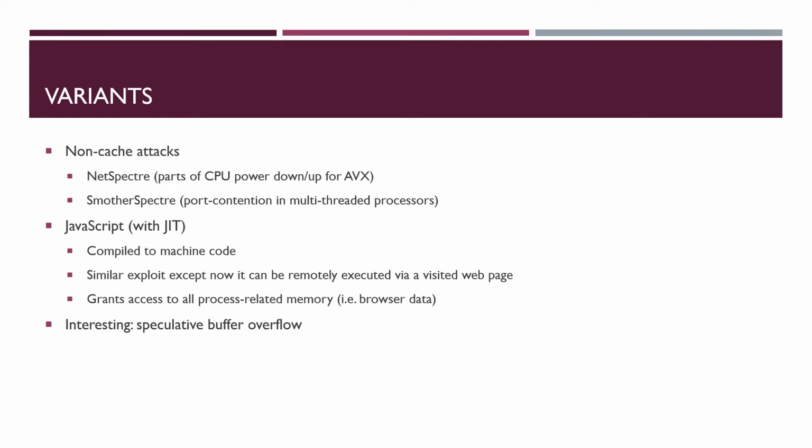JavaScript is another big problem. It's used on every single web page, and with just-in-time compilers, it's compiled down to machine code, which means it's basically the same exploit. Now it can be remotely executed and be on any browser, which is obviously a ginormous problem. Something interesting we also found was speculative buffer overflows, where you basically use speculative execution to bypass buffer overflow protections, letting you, in the speculative execution code, basically do whatever you want, just like we did with buffer overflows, executing whatever code you want, overwriting anything, and that's a popular tool.